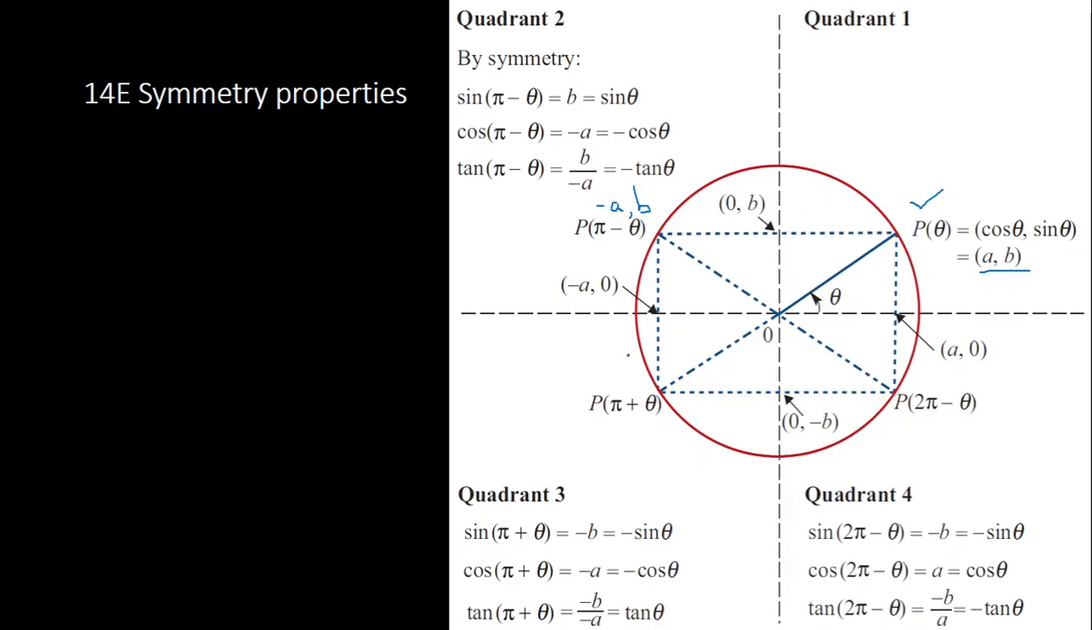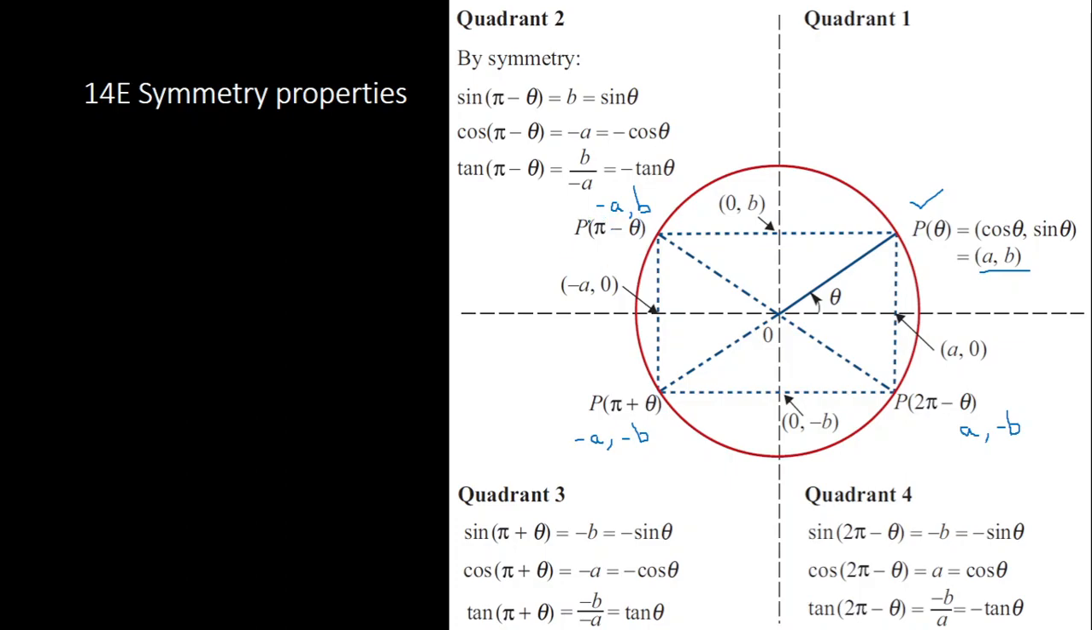Quadrant 3 would be negative A, negative B, and with the last one it's a symmetry from the x-axis, so we do a negative B, so it's going to be A, negative B. And then from the A and B, as A represents cos of theta and B represents sine of theta, we can substitute that back.